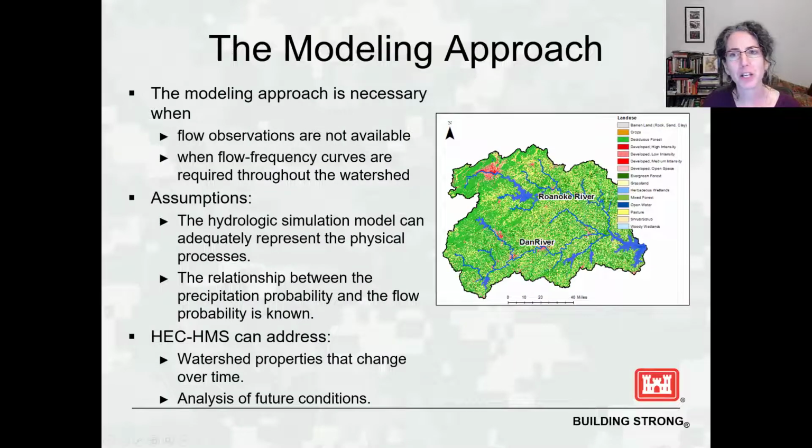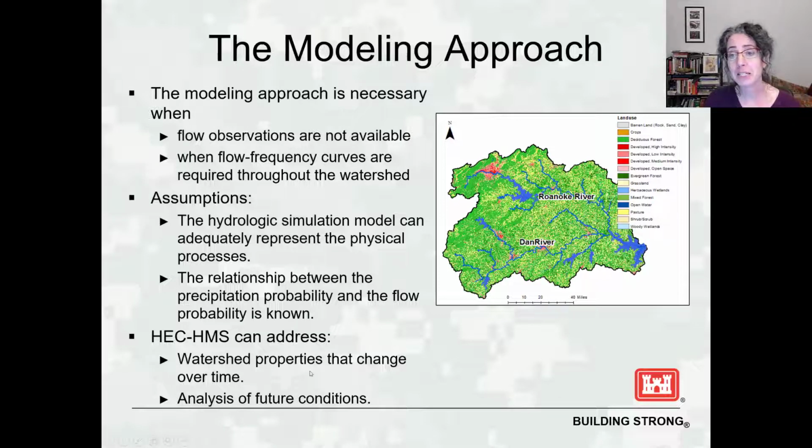So when do we use the modeling approach? The modeling approach is necessary when either flow observations are not available, or when flow observations might be available at one site, but we need flow frequency curves throughout the watershed. The assumptions are that the hydrologic model can adequately represent the physical processes that transform rainfall into runoff, and that the relationship between precipitation probability and flow probability is known.